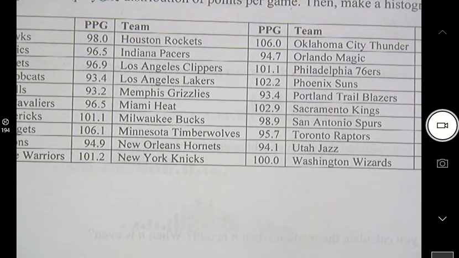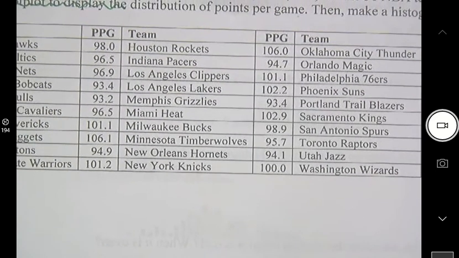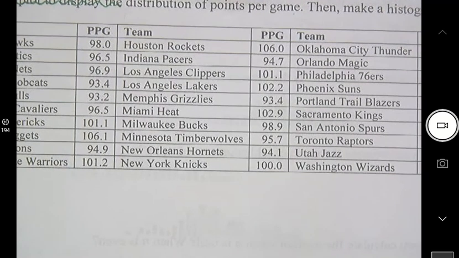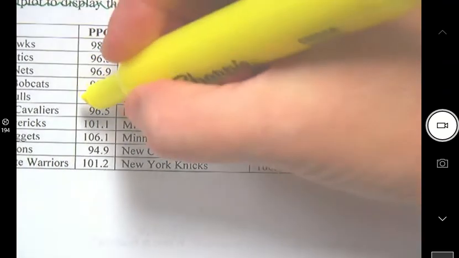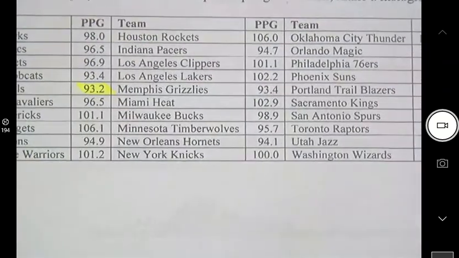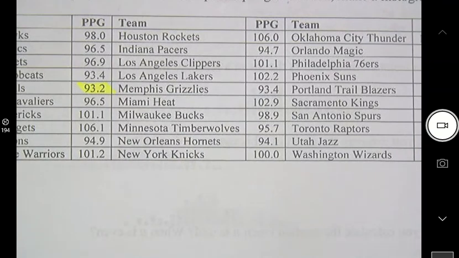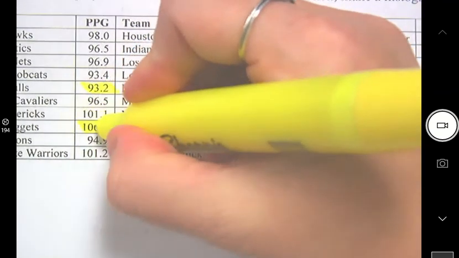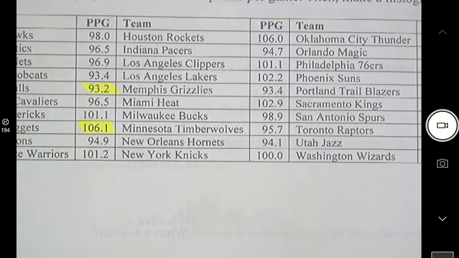So what's the lowest PPG that you see? Yeah, those poor Chicago Bulls, man. They used to be the dream team back in my day. All right, highest PPG? Nuggets. The Denver Nuggets. Doesn't seem likely, but okay. All right. So I now know I need to go from about 93 up to 106, at least.